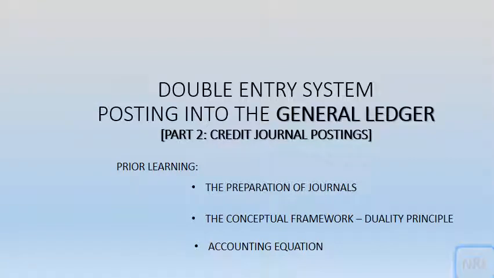In part 2, we will do the posting of the credit journals into the general ledger. Now remember that we've already posted the CRJ and the CPJ. Therefore, we are going to use the same accounts where we've recorded entries of the CRJ and the CPJ to record the entries of the credit journals.